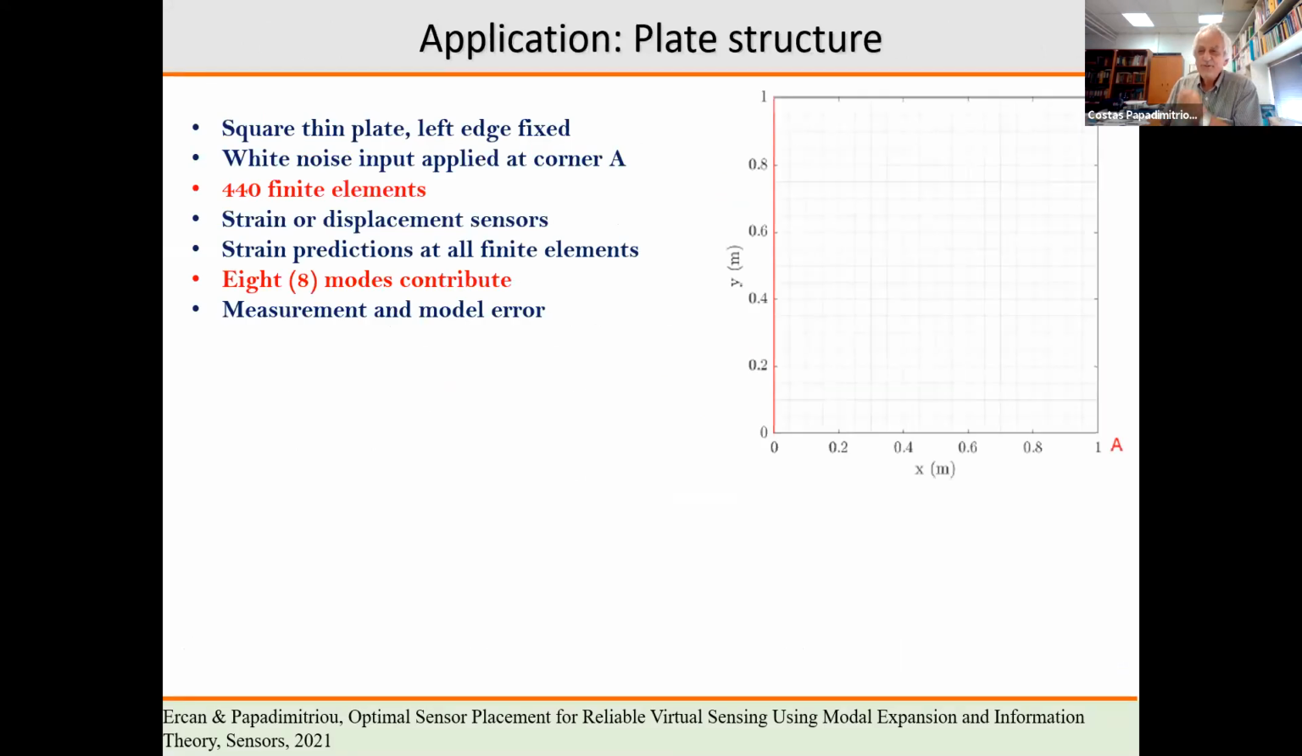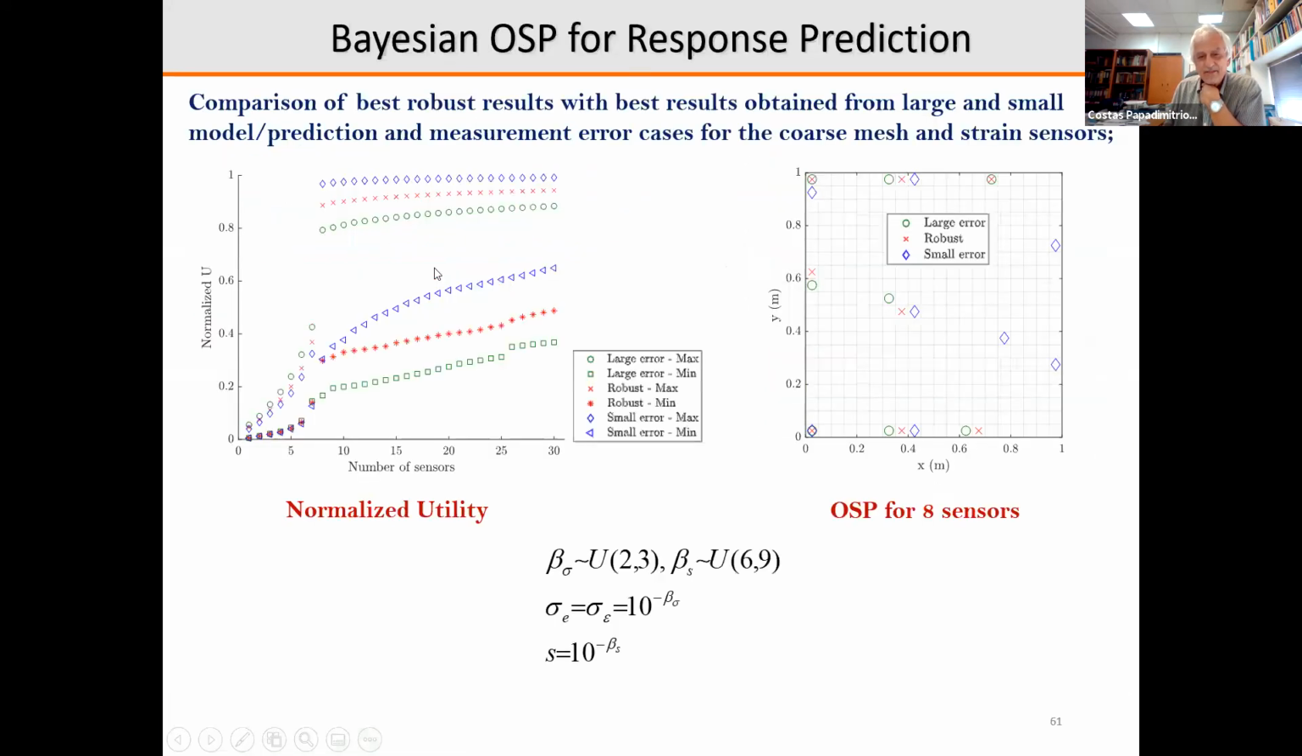In the results I will show you, I'm assuming that I have strain sensors that I have to place in a plate that is fixed at the left end and free at the other ends. I have a finite element model for the plate which has 440 finite elements. I would like to place a few sensors so that I can predict strains everywhere at the 440 finite elements, along the x direction, the horizontal direction. I'm going to assume that only 8 modes contribute. This is important, how many modes contribute.